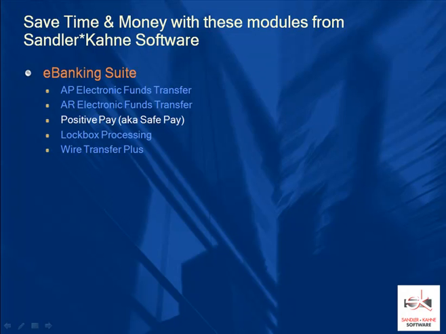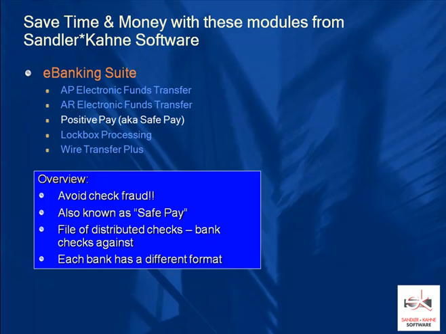The third module in the eBanking suite is Positive Pay. As you saw earlier, payment fraud is rampant, most commonly involving paper checks. Positive Pay's mission is to keep you safe from check fraud. As part of your normal check printing steps, a file is sent to the bank that lists those checks you've just printed. The bank adds this to their master list of checks printed by your company.